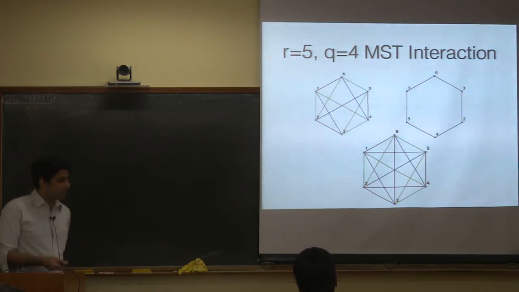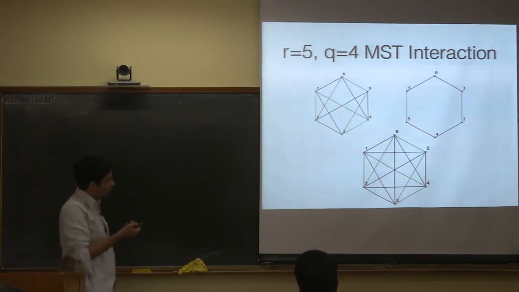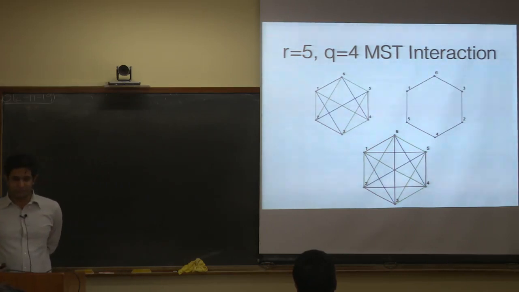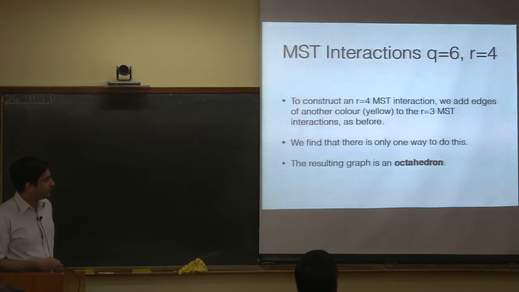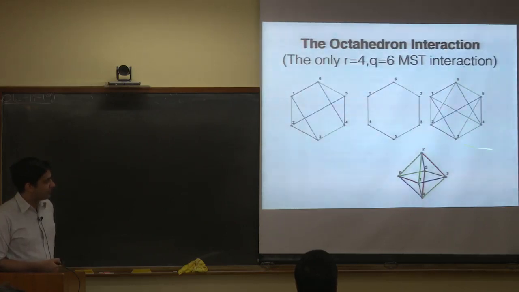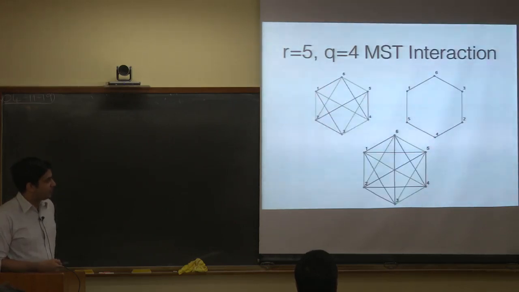So in some sense, the maximally single trace interactions can be distinguished to a few. There are two R equals 3 maximally single trace interactions, which are the prism and the wheel. For R equals 4, there's one, which is the octahedron interaction, and for R equals 5, there's this one, which is unique. I don't have a name for this.